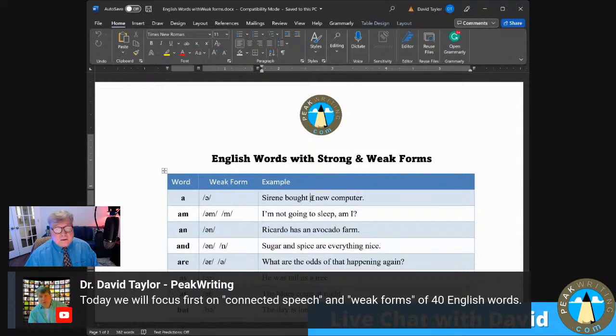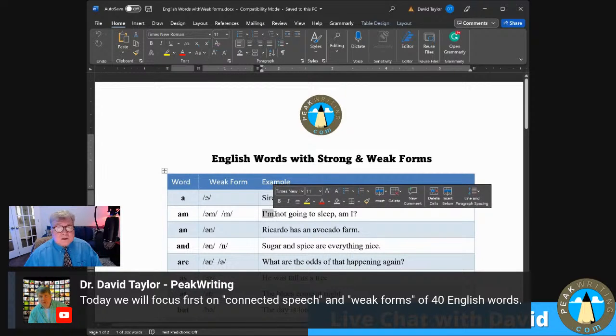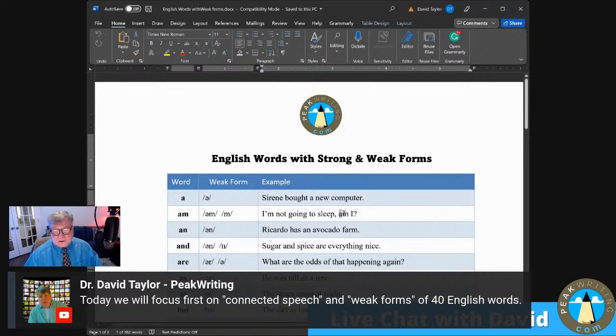And you hear this often in English. I tried a new pen. I played a new station. So the a coming after a verb is often connected to that verb. This next one is interesting because it shows the difference between what happens in an unstressed syllable as opposed to a stressed syllable.